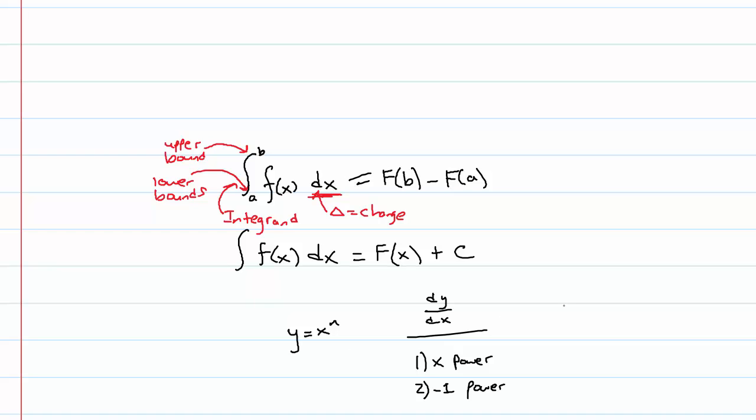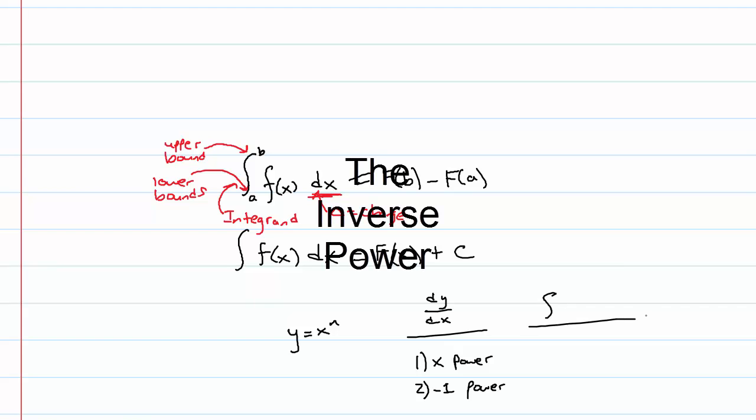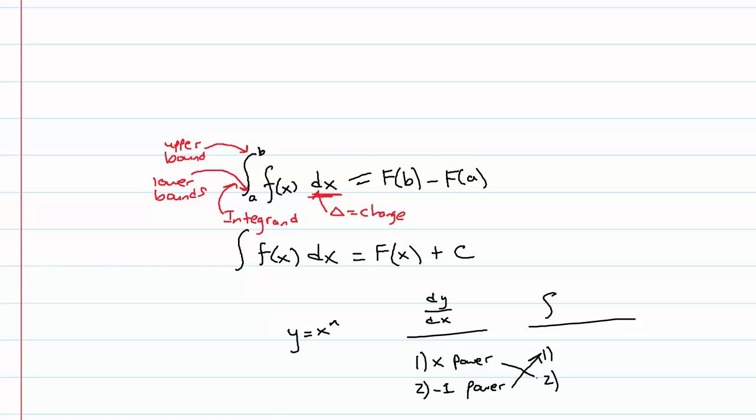For integrals, however, integration is the inverse of differentiation. So, not only do we need to reverse the steps, we need to reverse the order of the steps. Our first step, instead of subtracting 1 from the power, should be adding 1 to the power. And our second step should be dividing by that new power. Our basic function y equals x to the n should now be x to the n plus 1 divided by n plus 1.